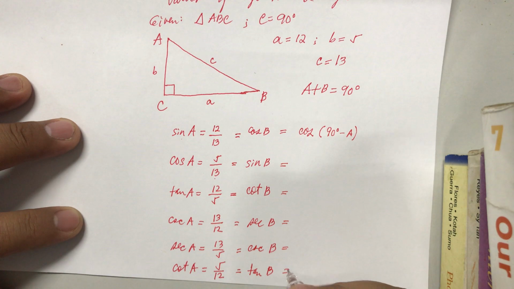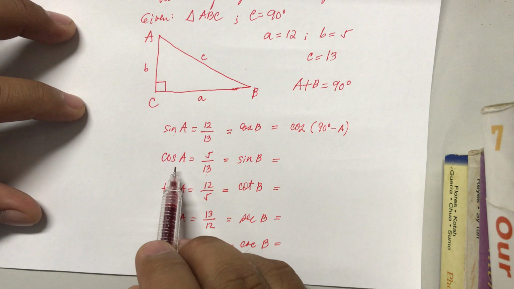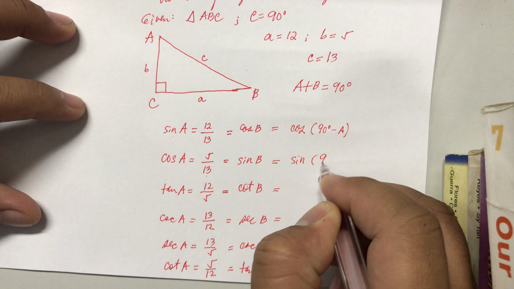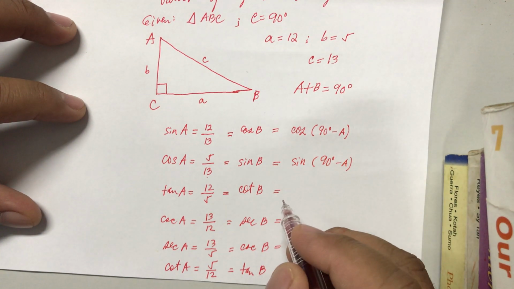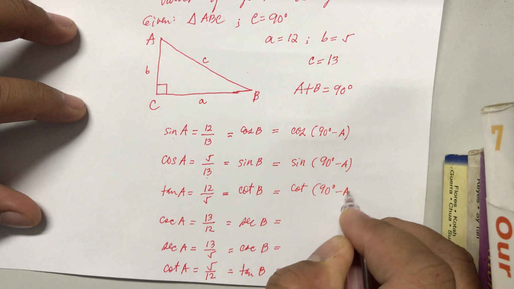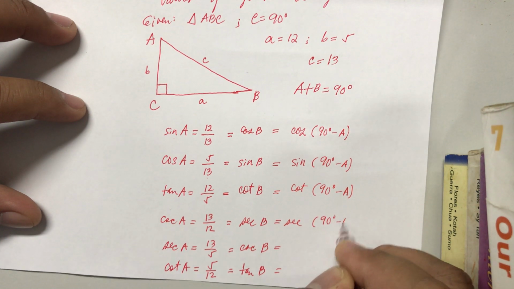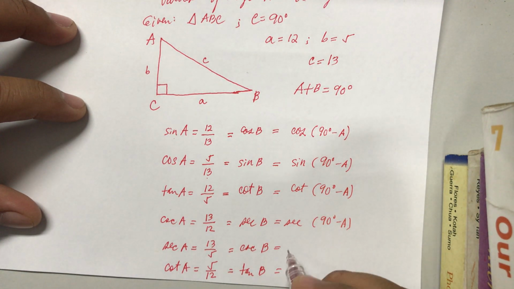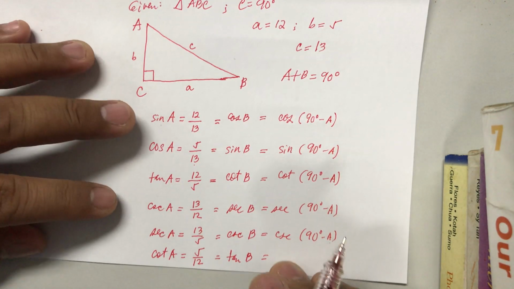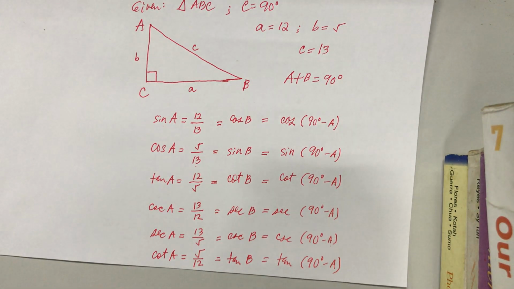Substituting angle B all throughout, the cosine of angle A, which is equal to sine of angle B, would be sine of 90 degrees minus A. Cotangent of angle B is cotangent of 90 degrees minus A. Secant of angle B is secant of 90 degrees minus A. Cosecant of angle B is cosecant of 90 degrees minus A. And tangent of angle B is tangent of 90 degrees minus A.